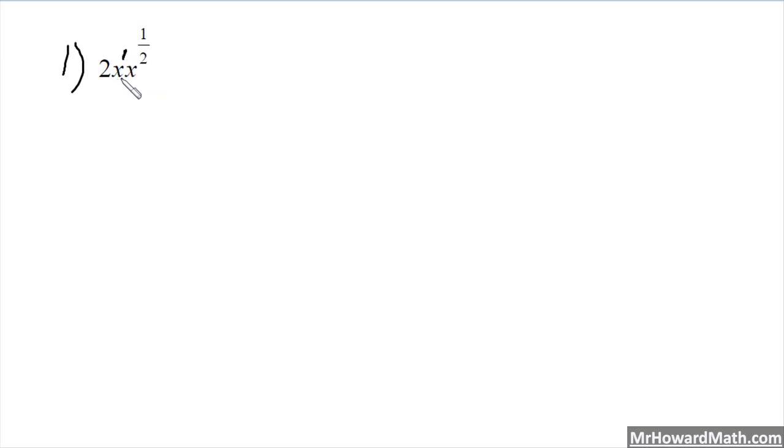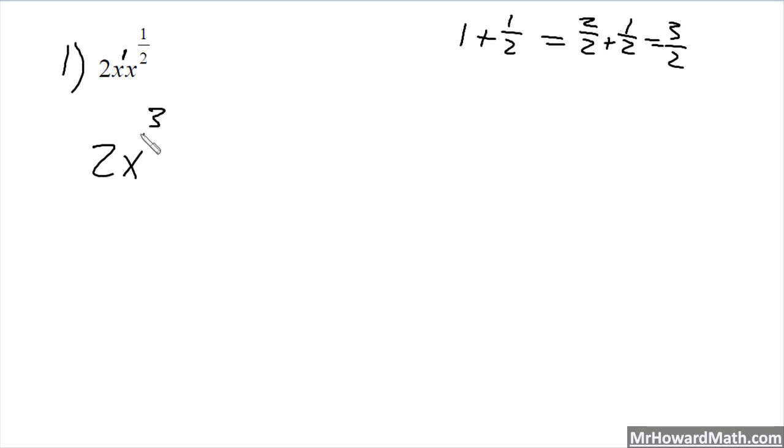We are multiplying these bases. The bases here are x. We're multiplying those bases, so we need to add the exponents. So we are going to add 1 and 1/2. We need a like denominator. So that would be 2 over 2 plus 1 over 2. 2 over 2 is the same thing as 1. So 2 over 2 plus 1 over 2 is 3 over 2. So our final exponent for our x base would be 3 over 2. So the final answer is 2x to the 3/2 power.